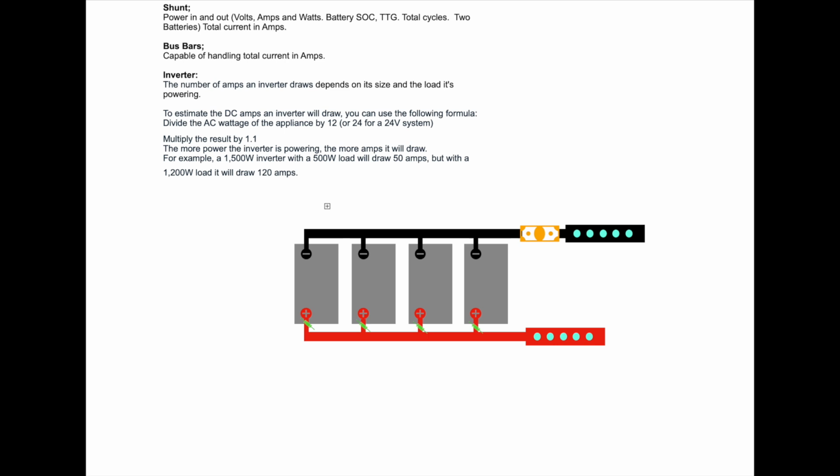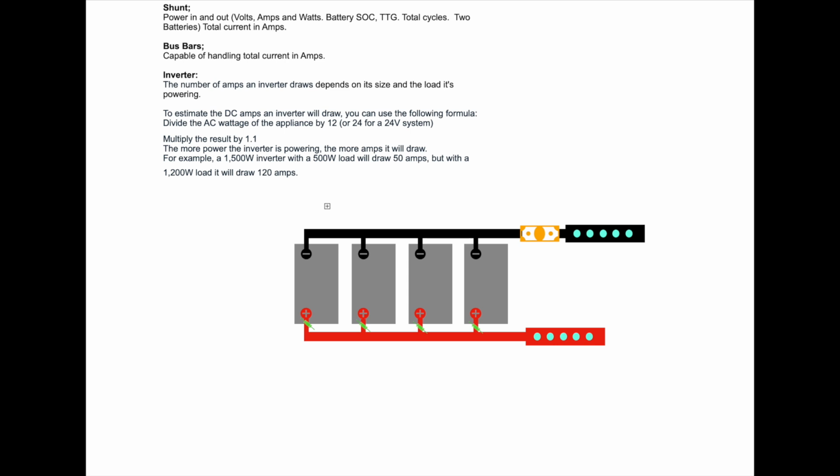So let's look at a few other basic connections you're going to make. The first thing you're probably going to fit is a shunt. This measures power in and power out, volts, amps, watts, battery state of charge, time to go, total cycles, and normally they measure two batteries. Importantly, they usually measure the current you're using or charging in amps. Shunts always fit in the negative line of your power supply, so it's the very last thing in the circuit before your batteries or power supply.